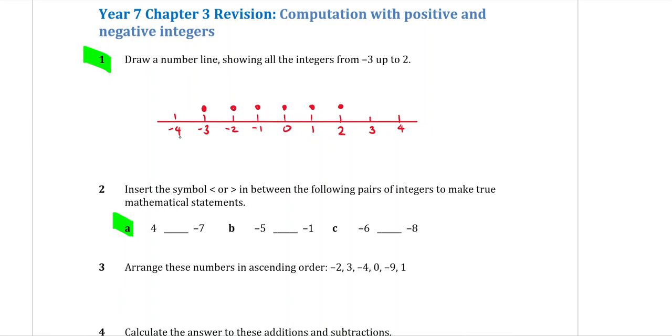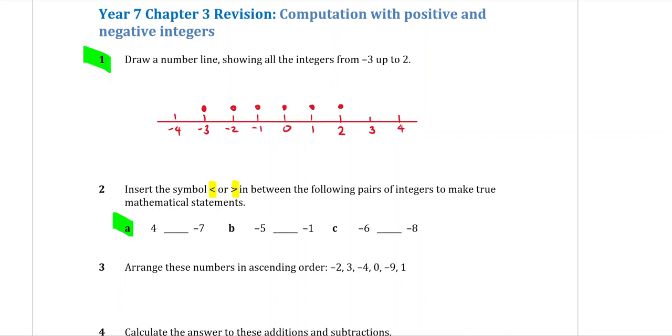Question 2, insert the symbol, and we have a less than symbol or a greater than symbol, and I got you to write those down, I think, in one of our other topics. So hopefully you know those symbols to make the statement here true. The tip that I told you before was that the arrow in your greater than or less than sign always points to the smaller number.